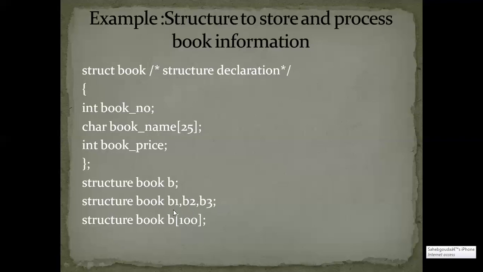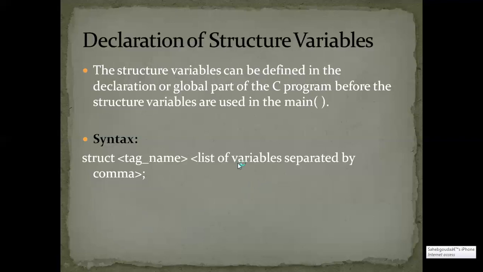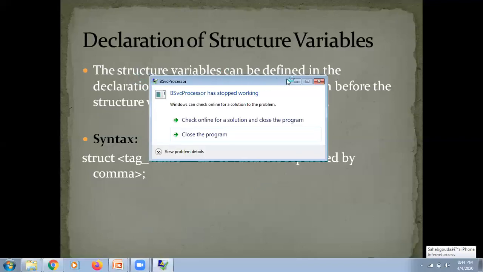Understood? If I want to store more than three or many books' information, I'll go with the array concept. struct book B of array size 100 means I can store 100 books' information in this structure. Understood this example?